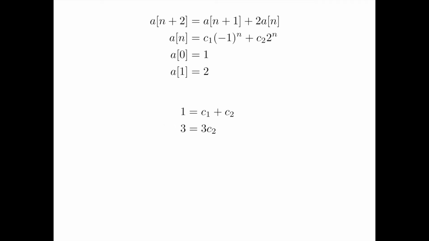So dividing by 3, c2 is equal to 1. Then we subtract the second row from the first row, and simplify, and we get that c1 is equal to 0. So therefore, with these initial conditions, our solution is a of n is equal to simply 2 to the n. This is the exact same solution we saw from the very beginning of the video with a different recurrence relation. That's right, a single sequence can be defined by many different recurrence relations, some of which can be much more complicated than others. Let's try a different problem.